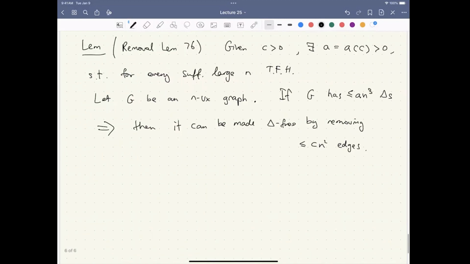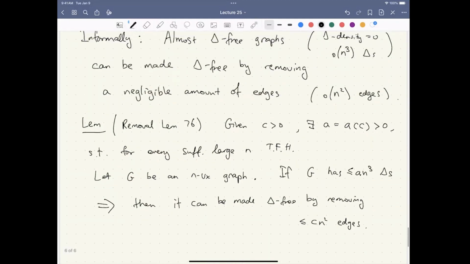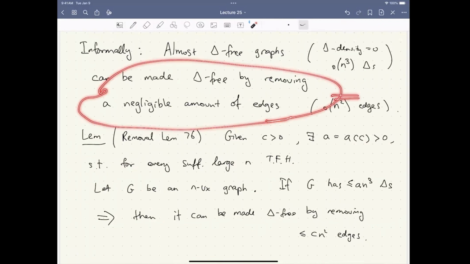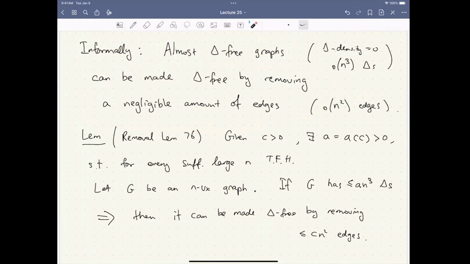It's also instructive to see the contrapositive of this statement. So what is the contrapositive statement? You negate the conclusion, which implies that you can negate the hypothesis. So if you have a graph that cannot be made triangle free by removing little o n squared edges, then this graph must have lots of triangles, meaning it has a cubic number of triangles, positive triangle density.